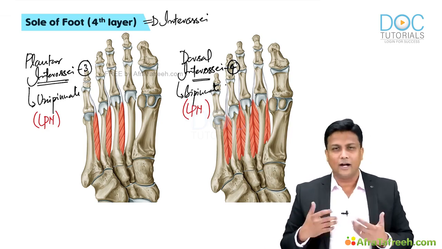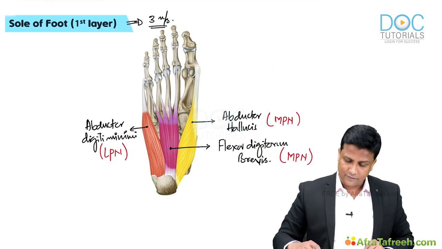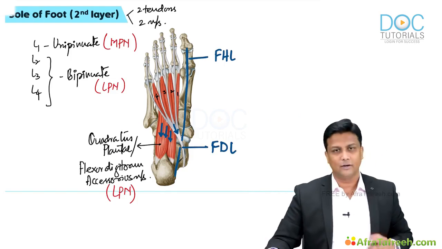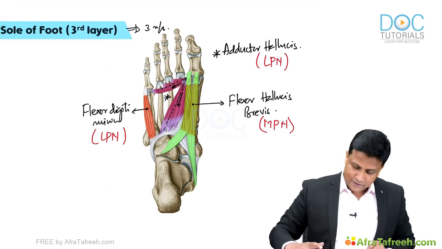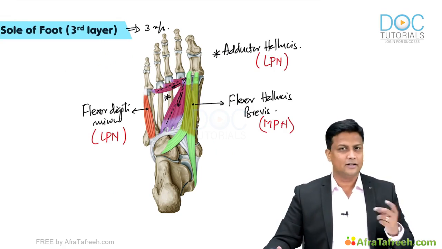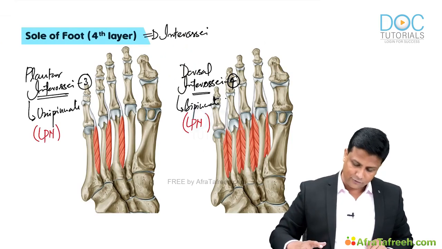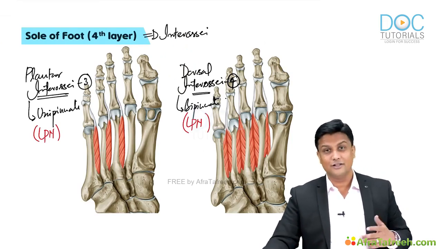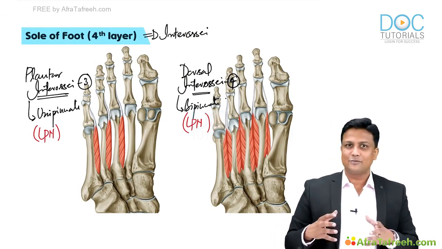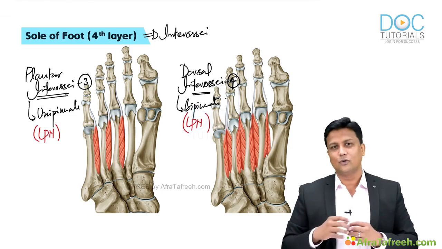So how do I remember these 4 layers? If you have observed carefully, guys, the first layer will have 3 muscles. The second layer, it's like a rule of 2, everything is symmetrical there, 2 tendons and 2 muscles. The third layer again will have 3 muscles, and finally the fourth layer, no need to even study that one, it will just have interossei. So I repeat once more: first layer 3 muscles, second layer 2 muscles and 2 tendons, third layer again 3 muscles, and the fourth layer will have interossei.